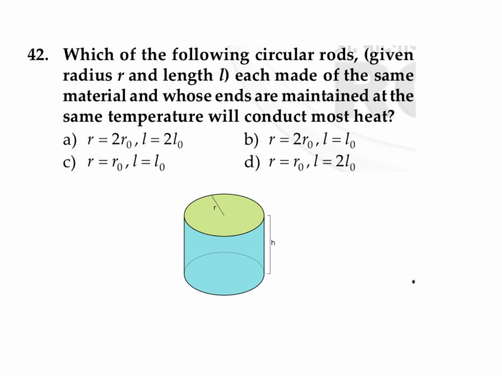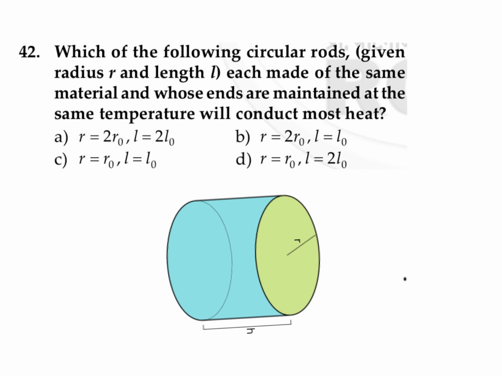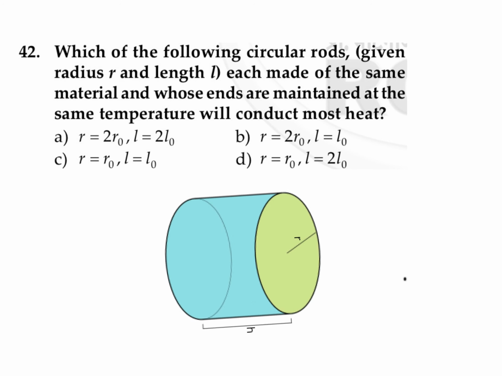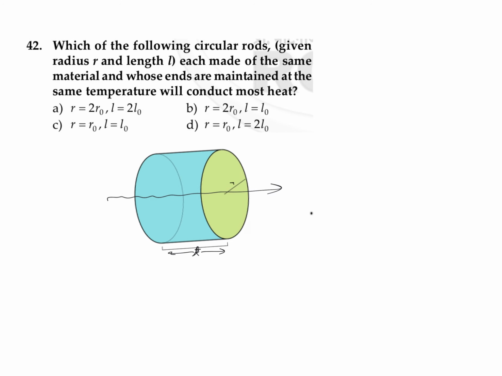Say we are considering an object something like this, and heat is flowing through it. We maintain some temperature difference across its ends. Let's say its length is L and its radius is R. There will be a flow of heat energy from the high temperature region to the low temperature region. Our aim is to find out, if we maintain the same temperature difference, which one will conduct the most heat energy.